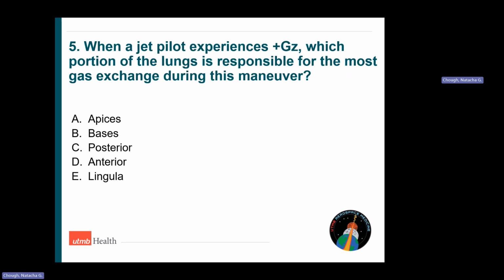Question 5. When a jet pilot experiences positive GZ, which portion of the lungs is responsible for the most gas exchange during this maneuver? A, apices, B, bases, C, posterior, D, anterior, or E, lingula? The correct answer is A, apices. An example of positive GZ is taking off in a rocket. The vector of acceleration is up, and the human feels like they are being smashed down into their seat in response. Accordingly, their tissues experience the same effect, and the bases of their lungs would experience more alveolar compression than the apices.